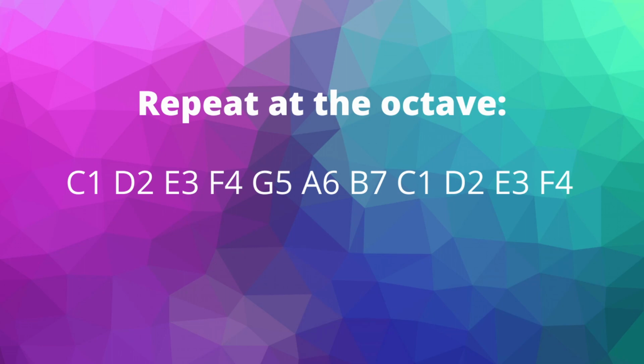So, note 1 is C, note 2 is D, note 3 is E, 4 is F, 5 is G, 6 is A, 7 is B, and then it just goes back to C. So we're back on note 1, just an octave higher, note 2 is D, note 3 is E, note 4 is F, and so on. So you just continue the scale, but in the next octave.